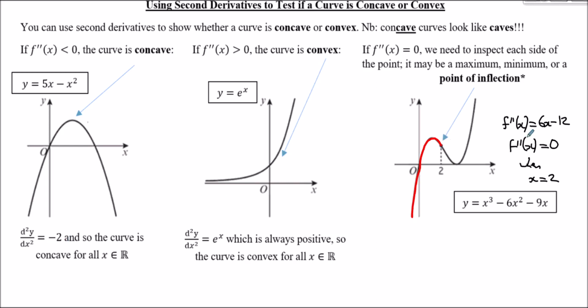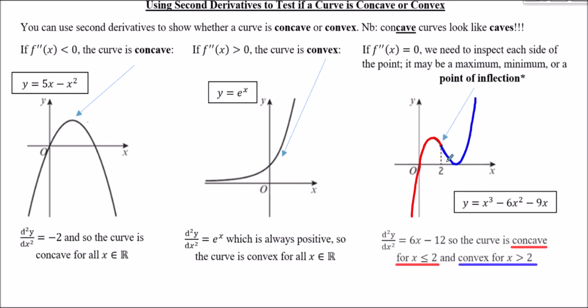When x is bigger than 2, the second derivative will be 6 times something bigger than 2 minus 12, which will be positive. So after 2, the second derivative is then positive, which makes it convex. So in blue is convex. So we can say here that the second derivative is 6x minus 12, so it's concave for when x is equal or less than 2, and convex for when x is greater than 2.